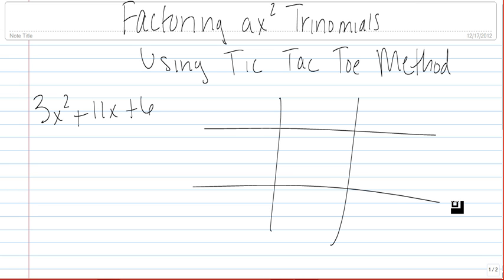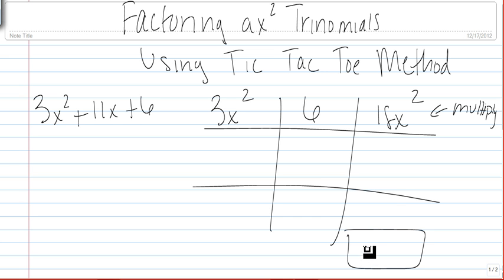So the first term, the 3x squared, the whole first term goes in your first box. Your last term of 6 goes in the second box. Now multiply those two together. What's 3x squared times 6? That's 18x squared, and that's going to go in your last box. So now what are we looking for? We're looking for two numbers that multiply to the 18x squared and combine to 11x. So they have to combine to 11x and they have to multiply to 18x squared.